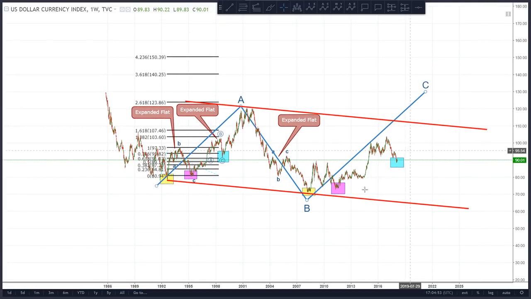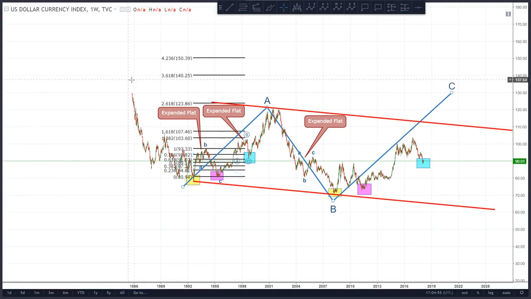And as you can see, there is a lot of symmetry in this pattern. We're essentially at the point that we were in 1998. Yeah, that's the point that we're in right now. So that was 20 years ago, and I'm assuming that we're going to at least hit this line. Next target will be up here. Yeah. All right, so I'll leave it at that.